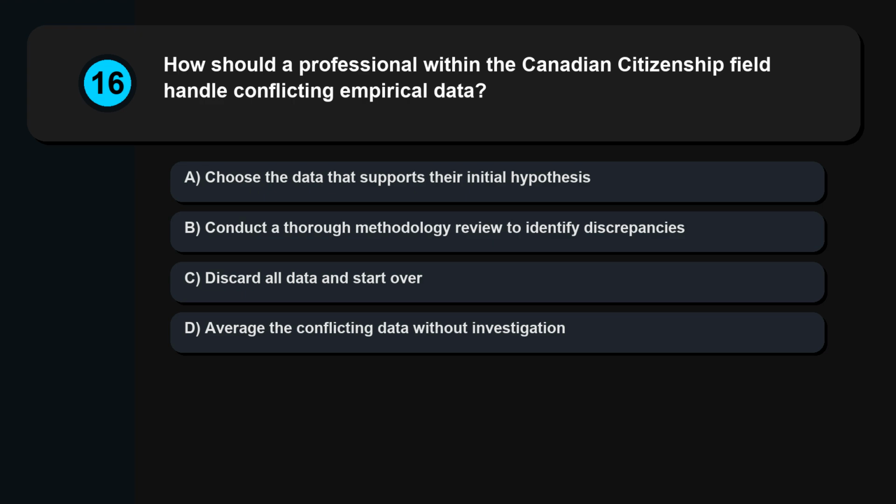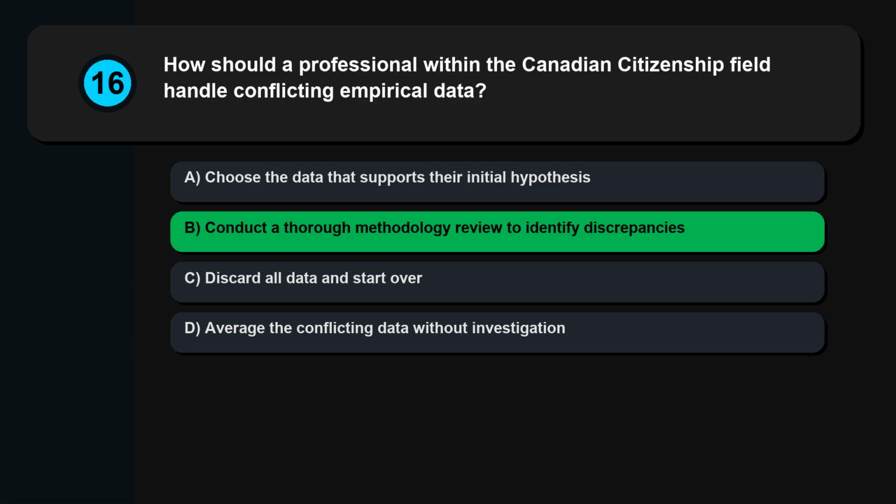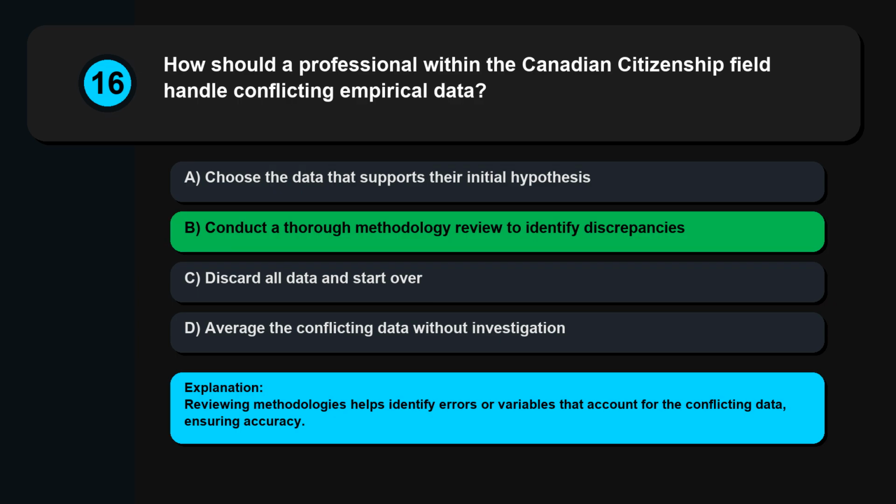Question 16. How should a professional within the Canadian citizenship field handle conflicting empirical data? Choose the data that supports their initial hypothesis. Conduct a thorough methodology review to identify discrepancies. Discard all data and start over. Average the conflicting data without investigation. Reviewing methodologies helps identify errors or variables that account for the conflicting data, ensuring accuracy.